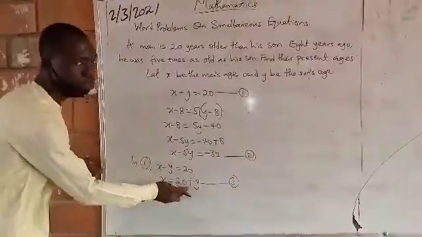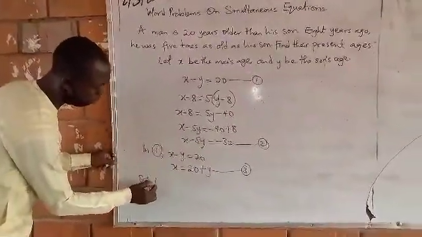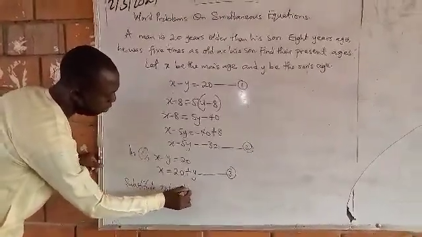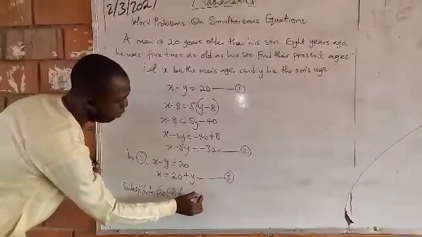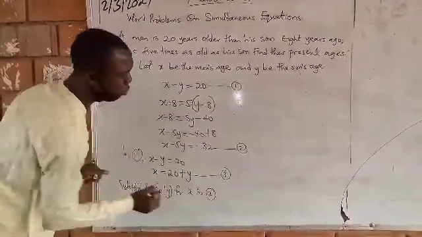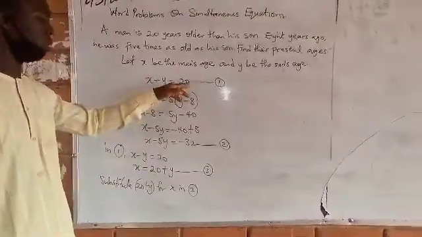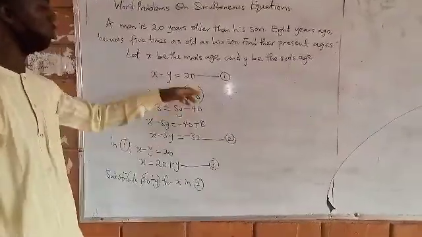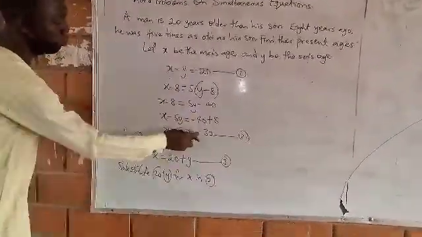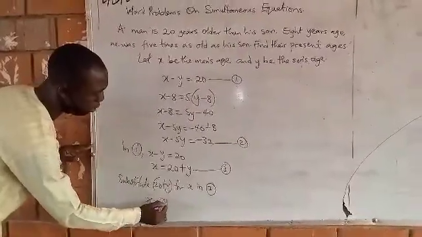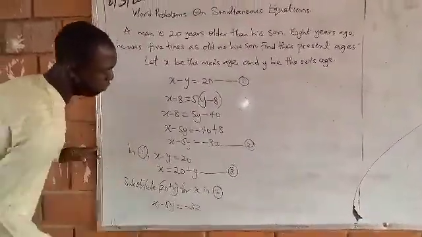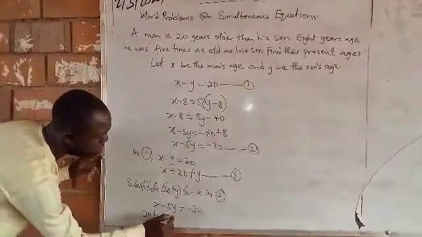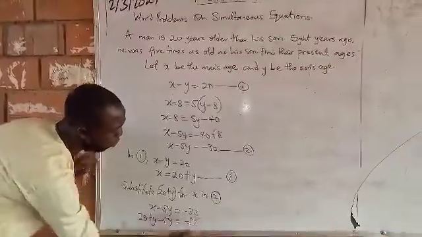Now I will substitute 20 plus y for x in equation 2. Don't forget, I used equation 1 to derive equation 3. So I will substitute this equation 3 in equation 2. Equation 2 says x minus 5y equals minus 32. And my x is 20 plus y. So 20 plus y minus 5y equals minus 32.